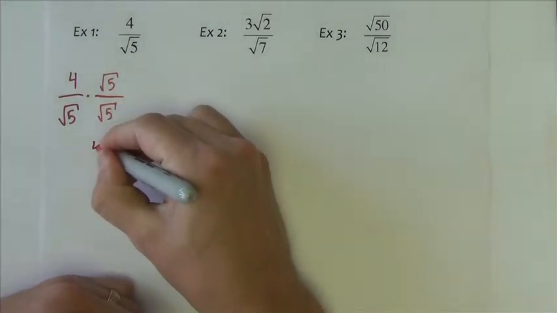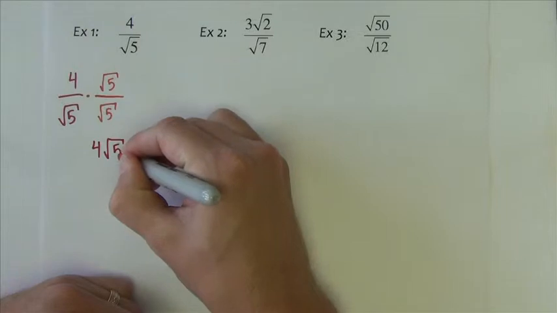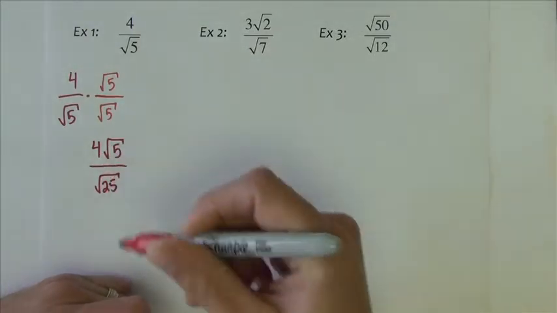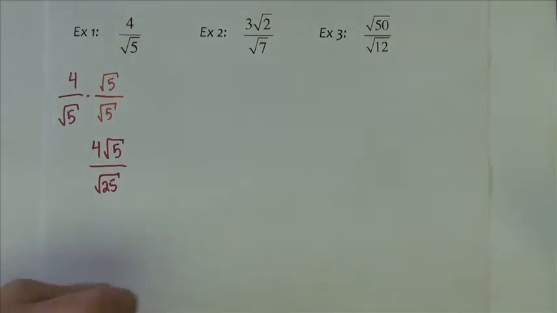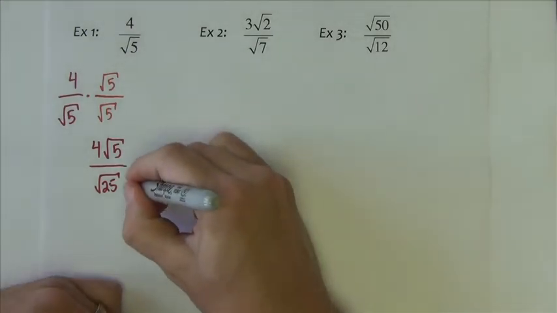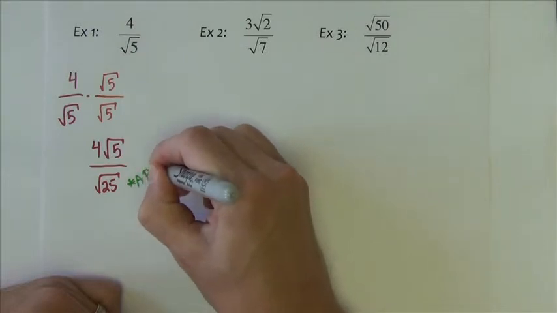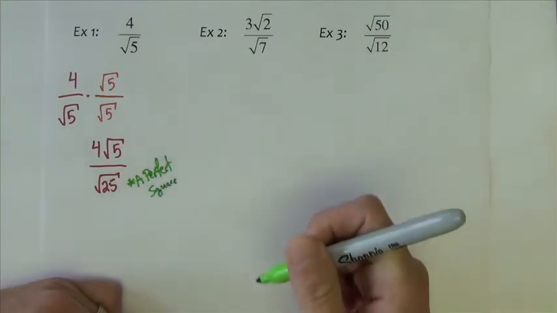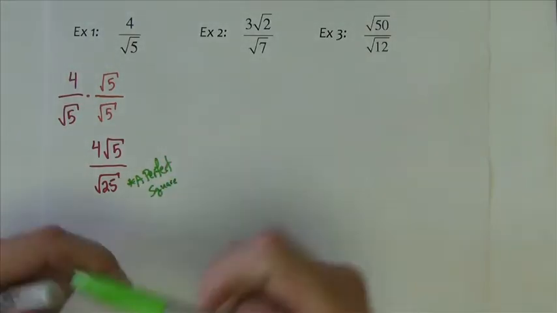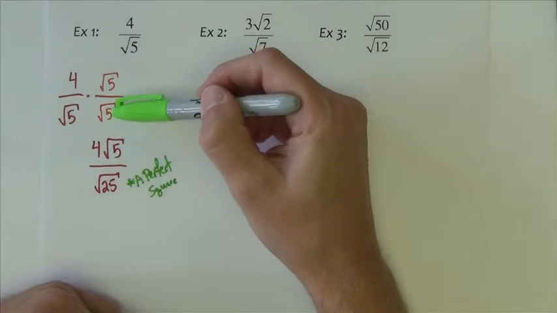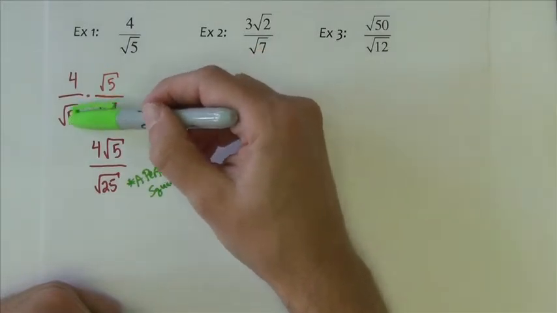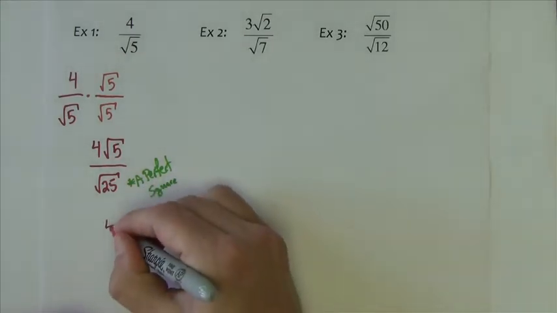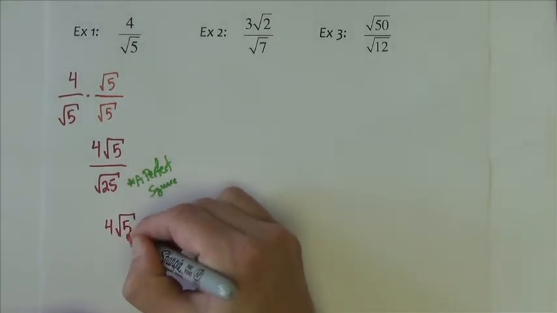The numerator becomes 4 square root of 5. The denominator becomes square root of 25. Okay, the denominator becomes a perfect square. And if I multiply by this fraction, where this number is the same as this number here, I'll always create a perfect square. And when I create that perfect square, then it can be simplified and rewritten without the radical.